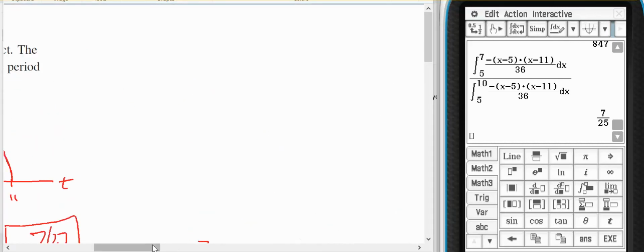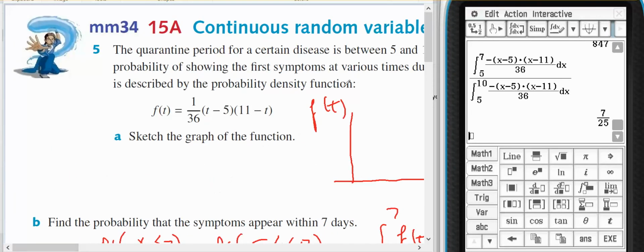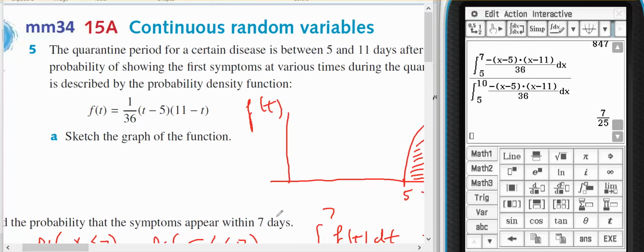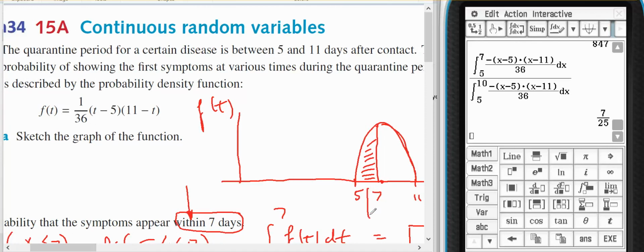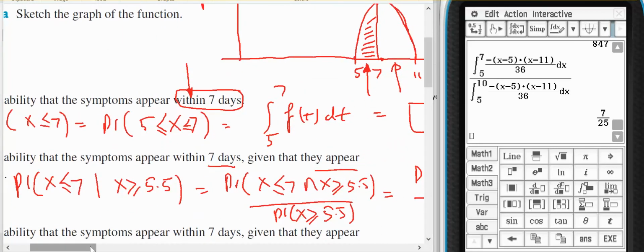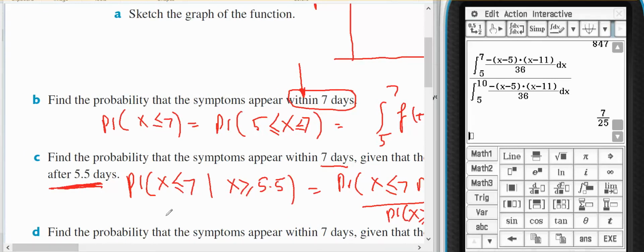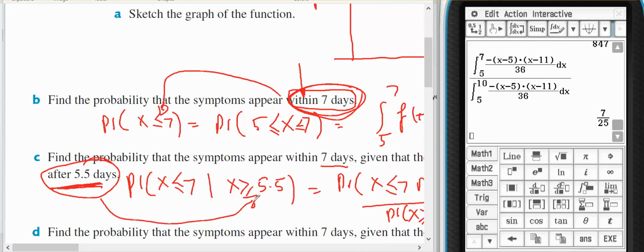So, keeping in mind that if the symptoms appear within 7 days, is that by the time the 7th day has occurred, your symptoms have appeared. Therefore, you must have been showing symptoms between the 5th and the 7th day. If it was after the 7th day, it wouldn't be within 7 days. It would be, as they say down here, after 5.5 days. So within 7 days in this context is less than 7. After 5.5 is more than 5.5.